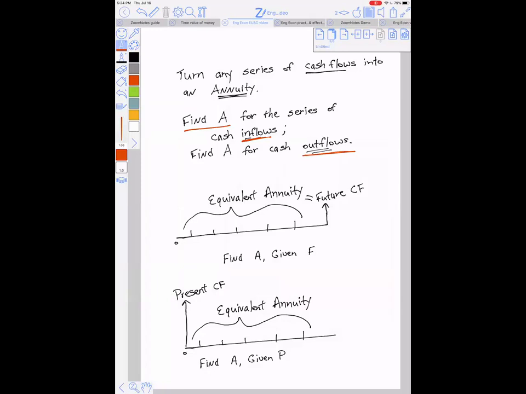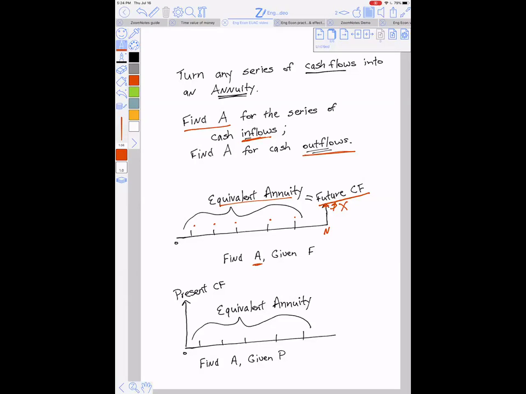So what we have here in this little timeline, a cash flow diagram, there's a future cash flow out here at time n in the future, and we want to take that future amount of cash flow and turn it into its equivalent annuity, or basically annualizing or averaging that future cash flow. If it were instead to be spread over several years of cash flow, what would be that A? What would be that amount? So find A given F.